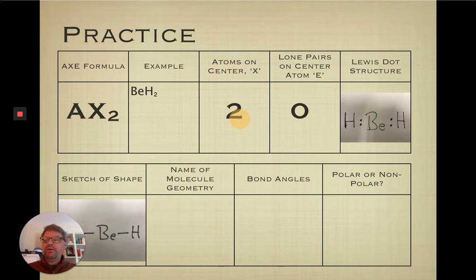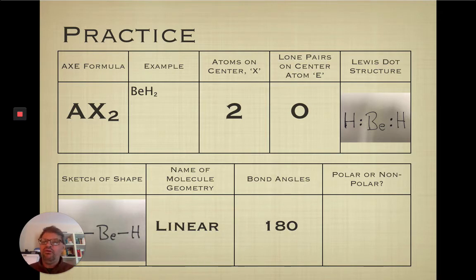Compare that to the chart and determine the shape. When you do that, the shape is linear. So imagine a straight line, like this pen. Beryllium would be in the middle, and the hydrogens would be on either side, and the 3 atoms are arranged in a line. The shape of this molecule is linear. Bond angles, you might remember a straight line has an angle of 180 degrees.